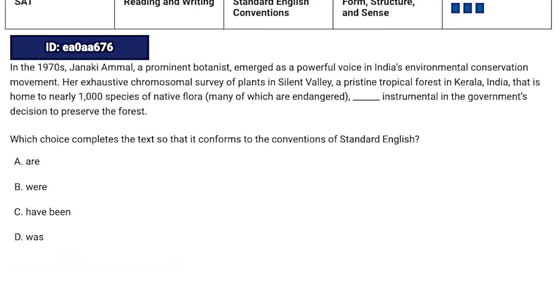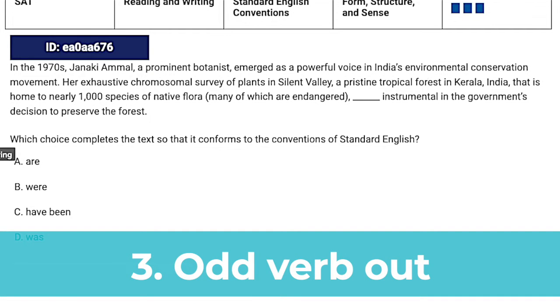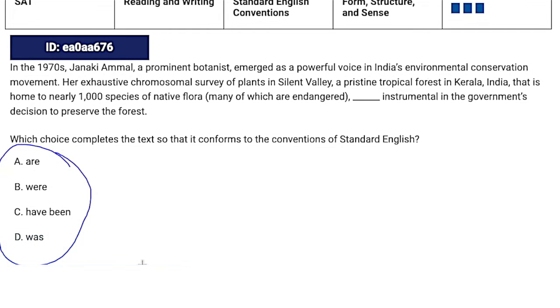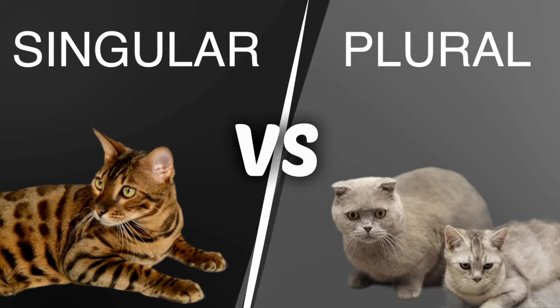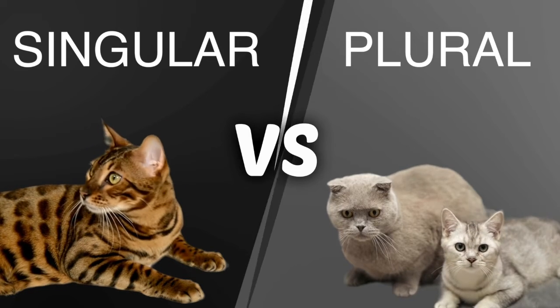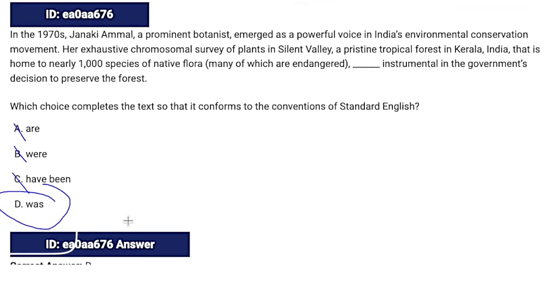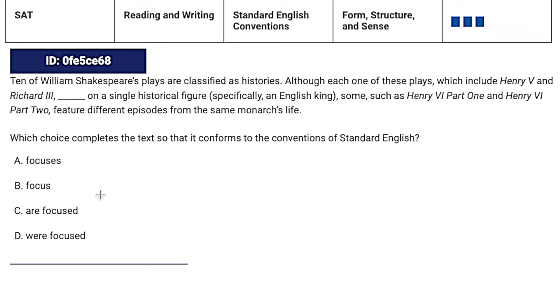The next time-saving trick is to pick the odd verb out. If you notice that you're dealing with a question that includes verbs, usually you can get away with simply choosing the odd verb out and you'll get your answer. And by odd verb out, I mean if there are 3 verbs that are plural and one of them is singular, choose the singular and vice versa. In this case, we have are, plural, were, plural, have been, plural, answer should be was. And indeed, it is. Let's look at another one.